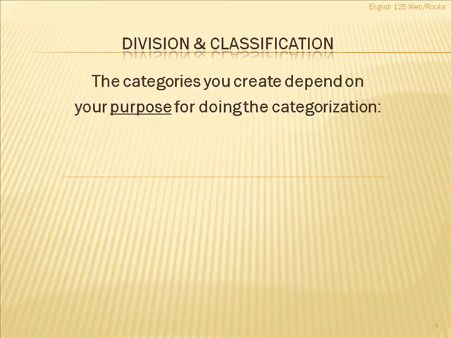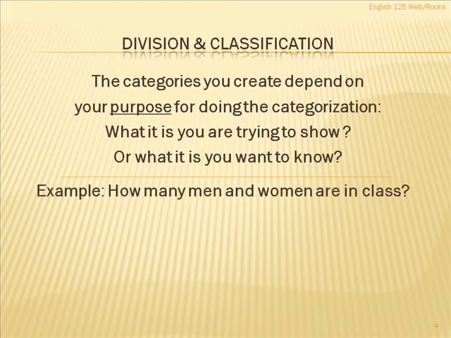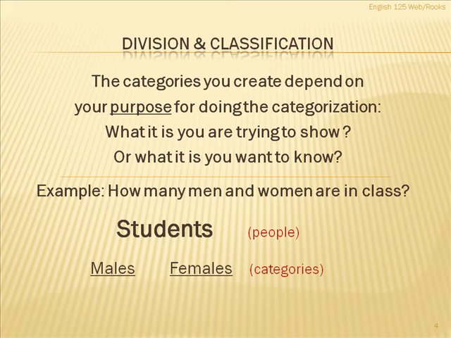The categories that you create, however, depend on your purpose for doing the categorization in the first place. In other words, what is it you're trying to show, or what is it that you want to know? Let's use this example. How many men and women are in class? Let's say that the college is doing some demographic studies and they want to find out exactly how many men and women we have in certain classes. In that case, our division, of course, would be: students is our group, and we divide them into the two categories, males and females.